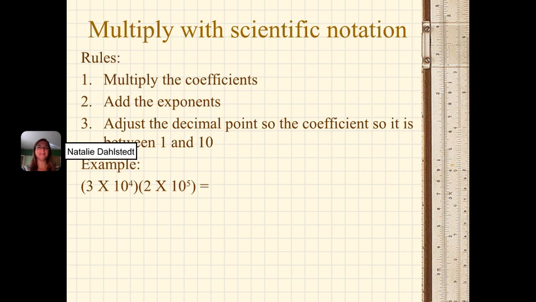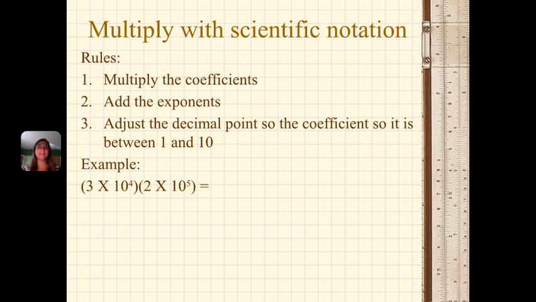There are some rather simple rules for making operations with numbers that are in the scientific notation. First off, for multiplying scientific notation numbers, we would first multiply the coefficients. Then we would add the exponents and finally adjust the decimal point so the coefficient is between 1 and 10.